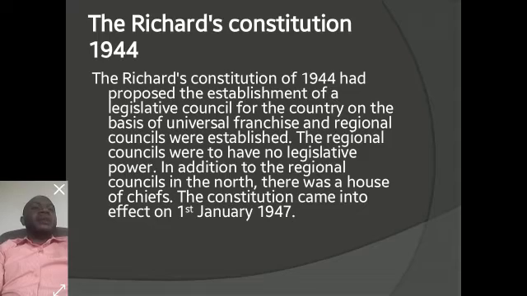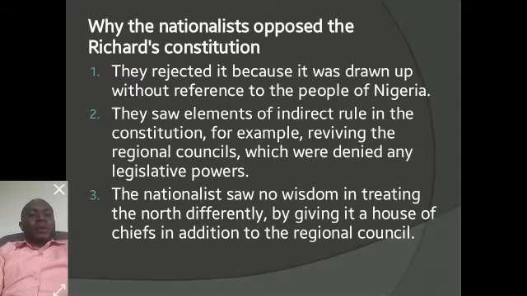That is to tell you that they were just there as figurehead or some sort of decorated legislator without any form of power. And the fact that they also gave the North the House of Chiefs to add to this legislative assembly was some sort of discrimination against other parts of the country where they also had chiefs but were not given House of Chiefs. So the constitution was opposed by the nationalists for three main reasons that we are going to look at below. So why the nationalists opposed the Richards Constitution?